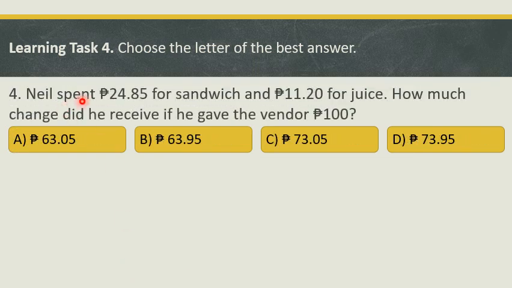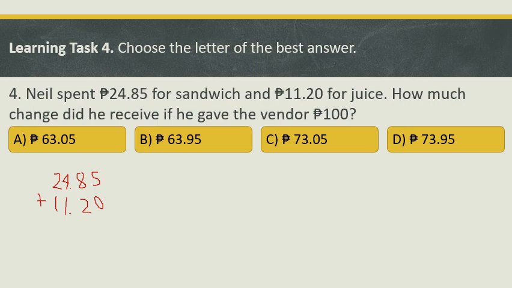The number 4, Neil spent 24 pesos and 85 centavos for sandwich and 11 pesos and 20 centavos for juice. How much change did he receive if he gave the vendor 100 pesos? So, ano daw yung ginastos ni Neil? So, yung sandwich niya, 24.85. Ang juice is 11.20. And then, magkano daw yung sukli niya kung binigay niya 100. So, alamin muna natin yung total ng kanyang ginastos. So, para malaman yun, i-add natin yung presyo ng sandwich, which is 24.85 plus yung juice niya na 11.20.